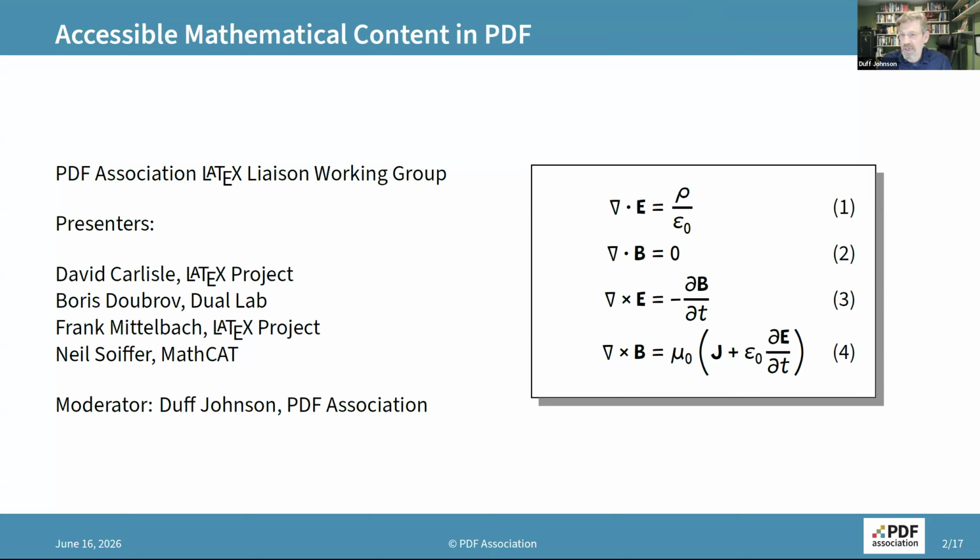Let's see here. Next question. We're digging through the pile of questions. I hope my panelists have stomach for a little bit more. Would you care to explain briefly the workflow from LaTeX to well-tagged PDF with math?